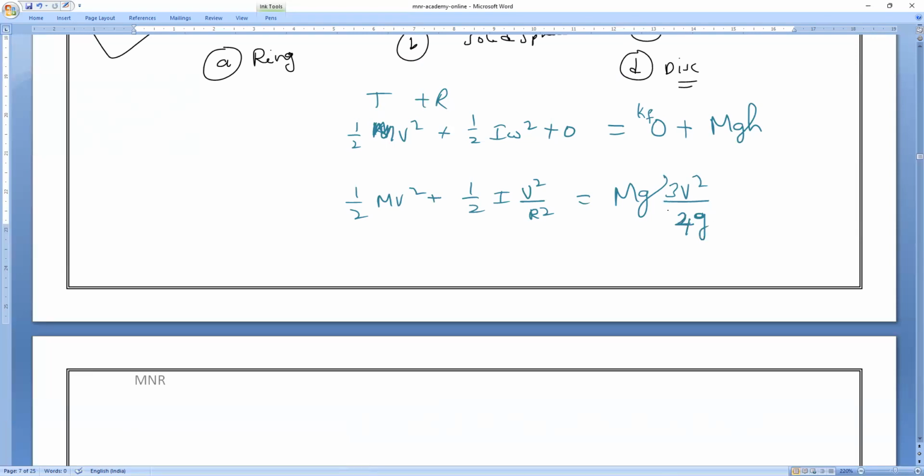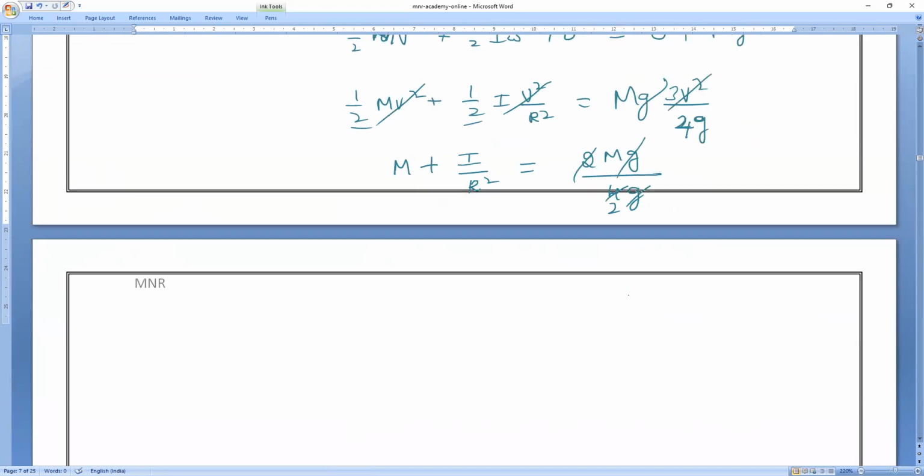Now you can see, all of you, everywhere will get cancelled. v square is getting cancelled. So v square, v square, v square, I'll take common and remove it. So now 2 is common. I'll send this side. It will become m plus I divided by r square is equals to 2mg divided by 4g. So g will get cancelled. 2 ones are 2, 2 twos are 4. Oh, sorry, 3 is also there, I forgot it, into 3. So m plus I divided by r square is equals to 3m divided by 2.